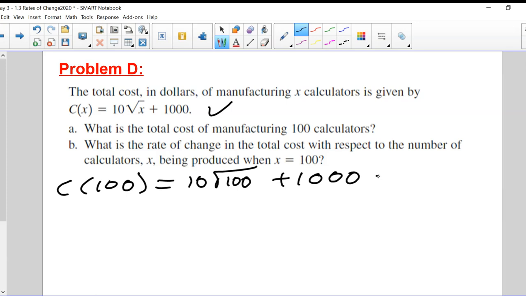So by my quick math, I'm getting 10 times 10, which is 100 plus 1,000, so that's 1,100. 1,100 calculators. Right? And if you can confirm that would be great. That's what I'm getting when I plug 100 in. So let me just double check that. 10 times 10, 100 plus. Yeah, that should be right. 1,100 calculators. Great. Thank you. Thank you all.